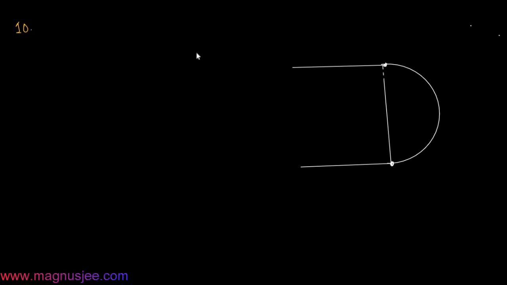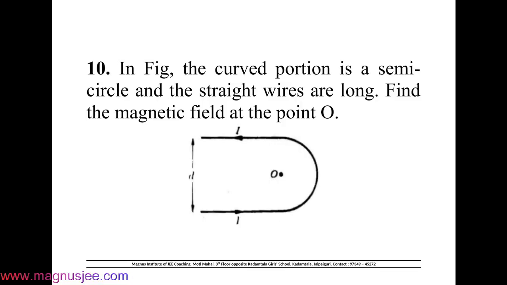Numerical number 10. In the diagram we have a combination of two long straight wires with a semicircular coil, and this is the diameter of the semicircular wire. Numerical number 10. In the figure, the curved portion is a semicircle and the straight wires are long. Find the magnetic field at the point O.